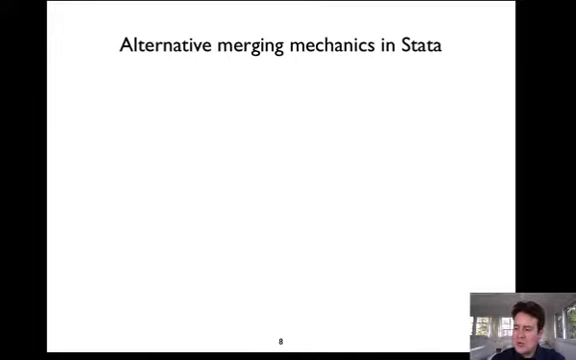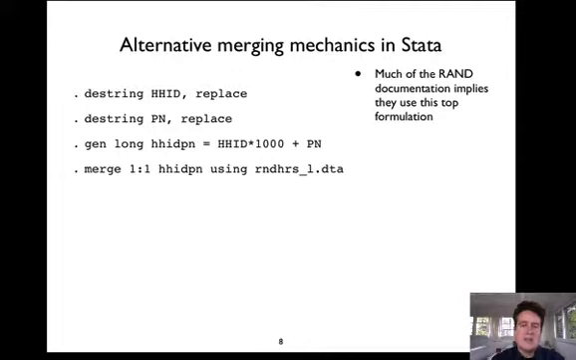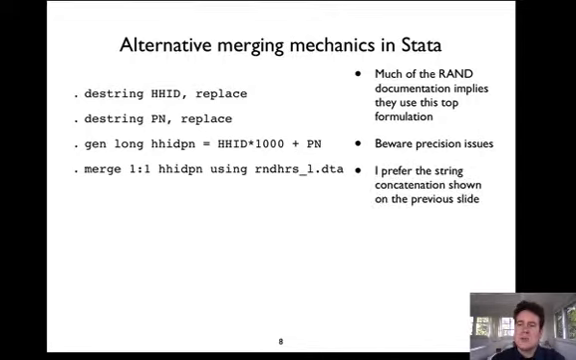Another merging mechanic or two, there are actually two others I can think of, and I'm sure there are others as well. A lot of the RAND documentation implies that they use this top formulation where what they do is destring these individual identifiers first and then create a new HHIDPN using this formula in the third line here, multiplying HHID by 1,000, then adding in the PN, and that certainly could work. Again, beware the precision issues, and I prefer the string concatenations.